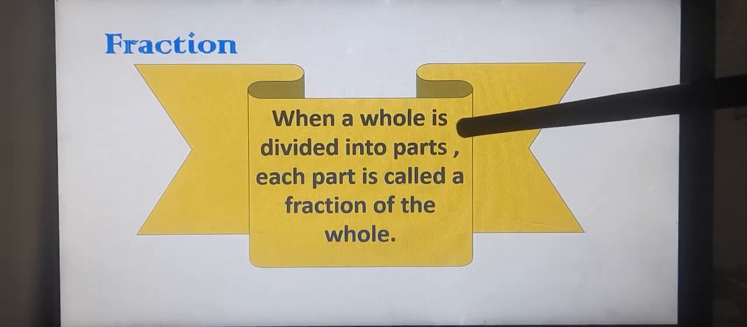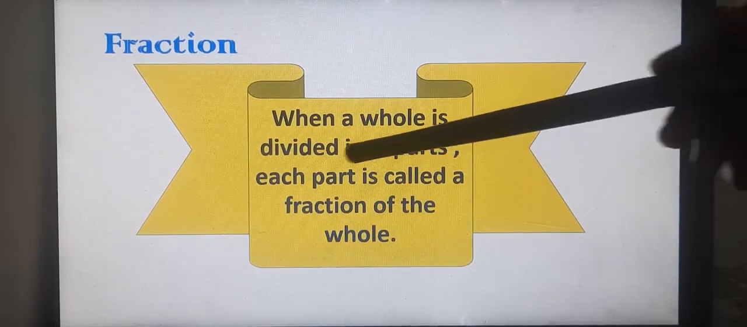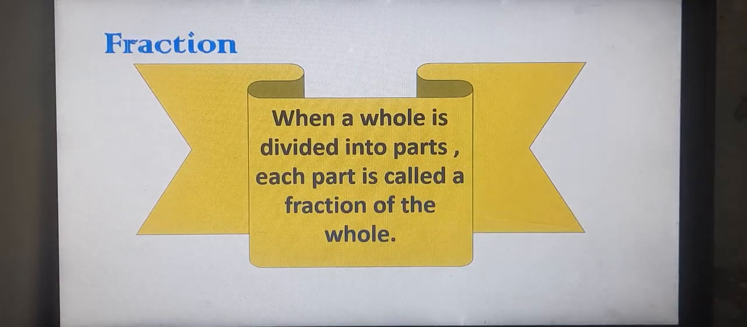When a whole number is divided into parts, each part is called a fraction of the whole. Like you have a chocolate, and the whole part is one chocolate, and you have divided your chocolate into two parts, then the fraction is 1 by 2, half. So these fractions are the part of the whole. Each part is called the fraction of the whole.